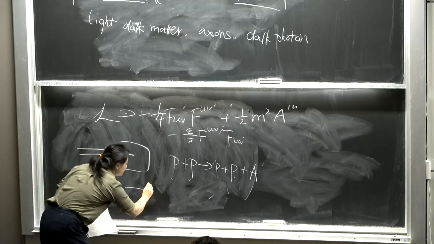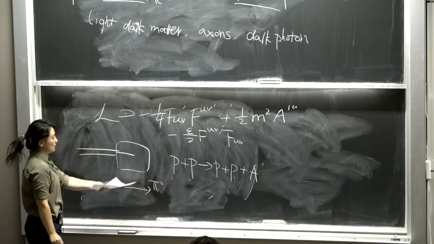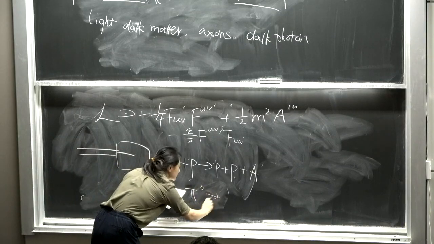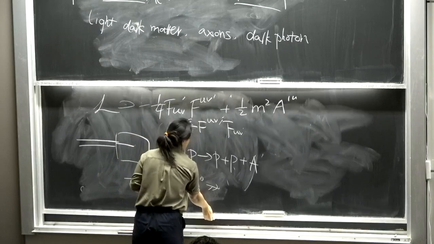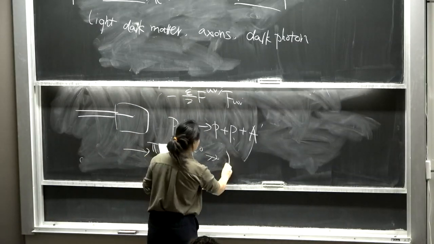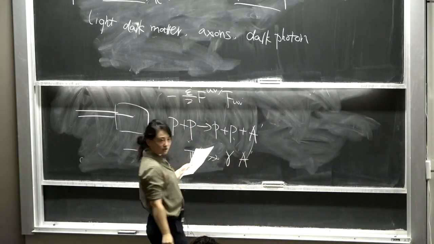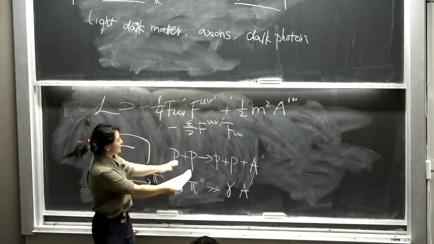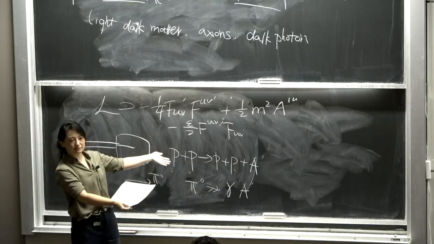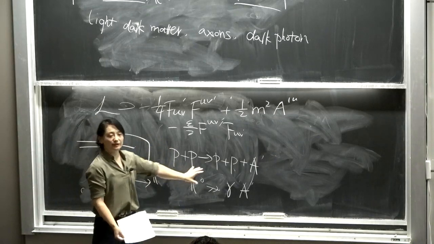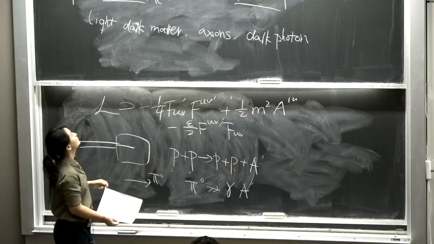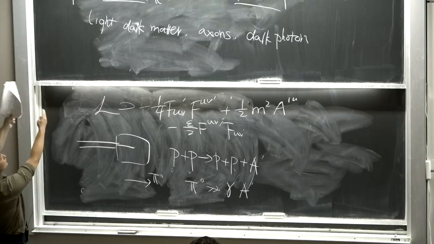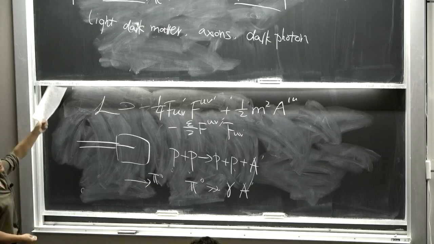Or let's say I produce a pi zero, which decays to 2 photons. But it doesn't have to decay to 2 photons. It could decay to a photon and a dark photon. And because there are protons and a bunch of mesons around, there are plenty of production channels. So I'm just listing a couple. And then let's imagine you have produced a dark photon around the target region.